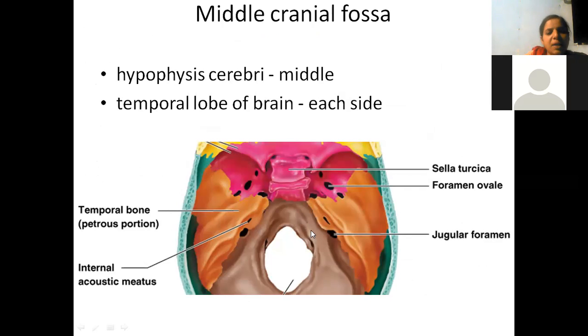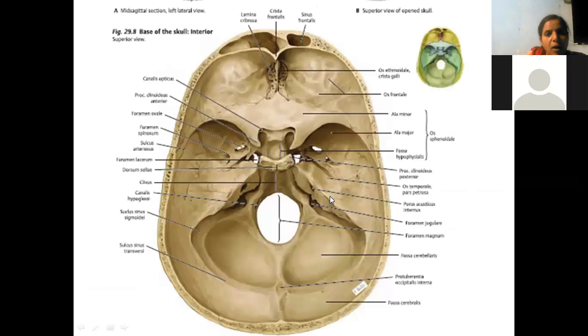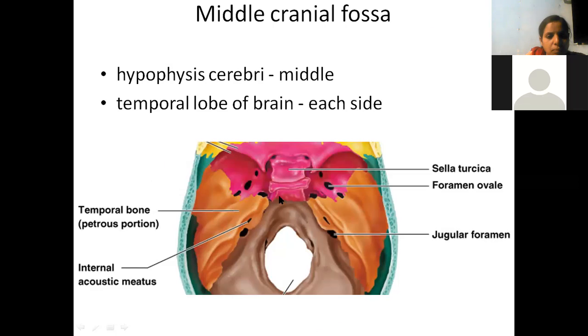Now this is the middle cranial fossa. I already told you this is the sella turcica, also called hypophyseal fossa, where the pituitary gland lies. Then there's the tuberculum sellae, the middle part, and then the dorsum sellae. On each side you will have the temporal lobe of the brain. The dorsum sellae has the posterior clinoid processes. This is anterior and this is posterior.